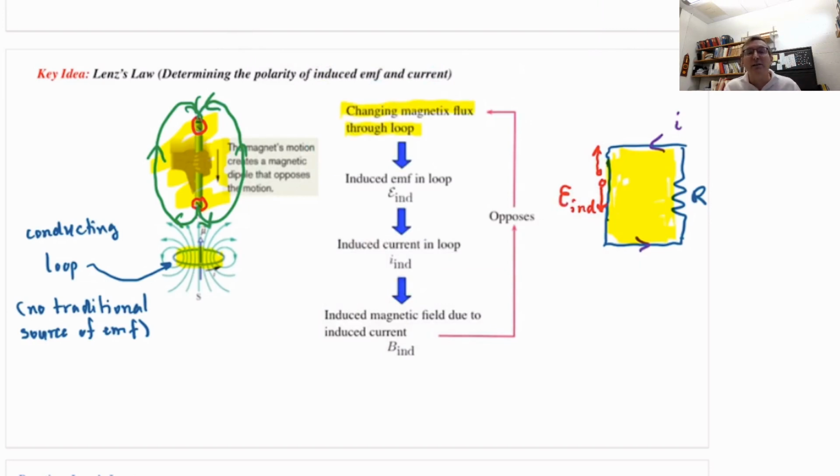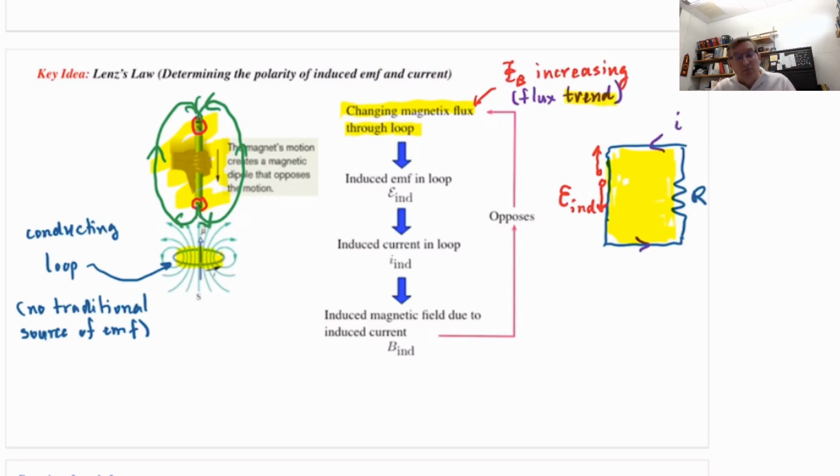I have a changing magnetic flux through a loop. In fact, I want to be a little more specific about what we have at this step. I have a magnetic flux, phi sub b, that is increasing in that conducting loop due to the fact that I'm moving the magnet closer. I describe this scenario as the flux trend through the loop.